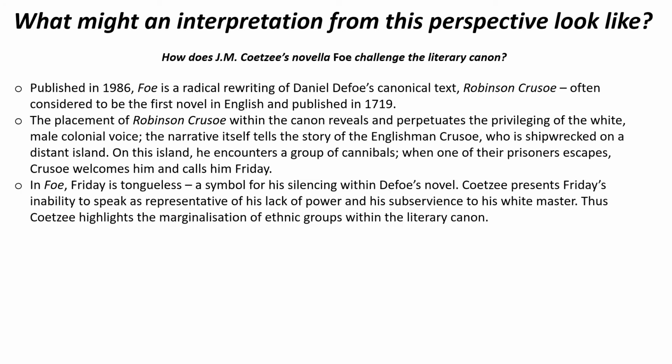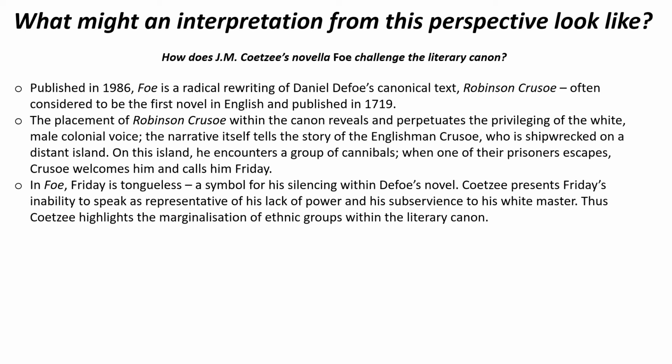the island as well. Now, Foe takes this story, and particularly the character of Friday, and tries to rewrite him. In Robinson Crusoe, Friday doesn't have a voice within that text, very much like Bertha, the character of Bertha within Jane Eyre, who then becomes Antoinette in Wide Sargasso Sea. So Friday is voiceless, and in Foe that's represented by the fact that he's had his tongue cut out. And this is a symbol for the silencing within Defoe's novel, and more broadly speaking, of the silencing of subaltern peoples within the colonial world.